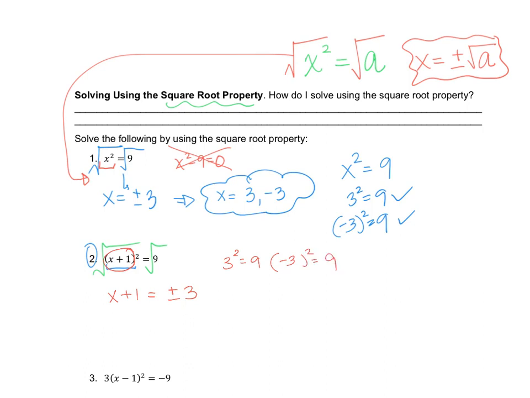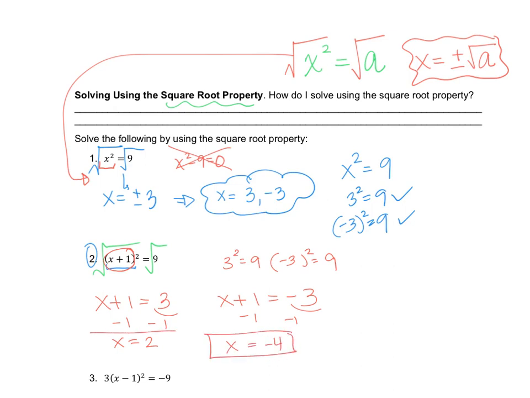So that means that inside chunk, I'm going to write it similar to how we did absolute values. You can say that that inside chunk, x plus 1, has to be a 3, or that inside chunk has to be negative 3, because both 3 and negative 3 squared make 9. So if we solve this, minus 1, we get x is equal to 2. Minus 1, we get x equals negative 4, which both of those will work. You can check by plugging them back in.